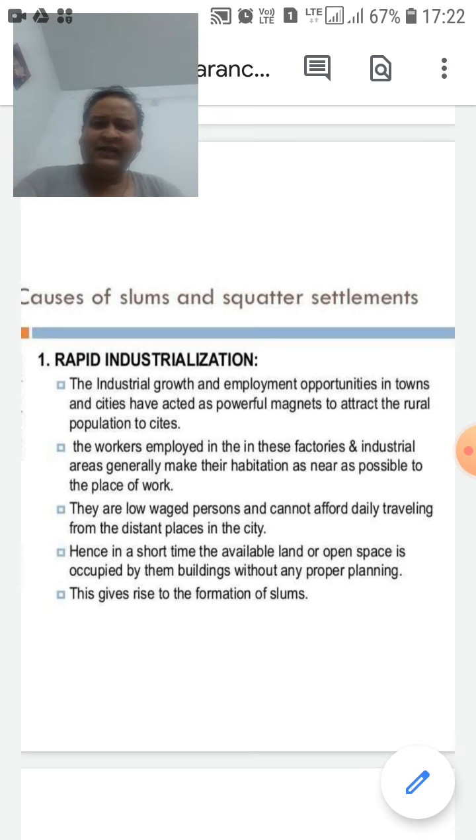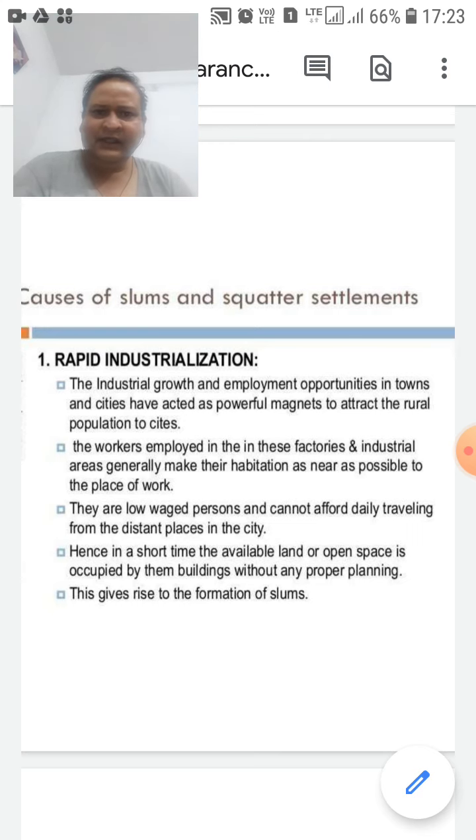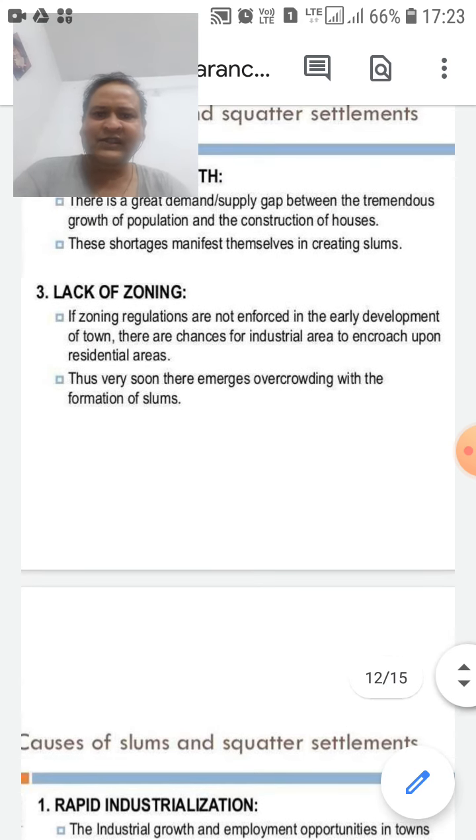What is the reason for the causing of slums? The reason is rapid industrialization. The rapid industrial growth and employment opportunities in towns and cities act as powerful magnets, attracting people from rural areas for jobs. The workers employed in these cities, factories and industrial areas generally make their habitation as near as possible to the place of work. Also, they are low-wage people and cannot afford daily travel from distant places in the city. Hence, in a short time, available land or open space is occupied by them, illegally or maybe legally, and without any proper planning of the houses, they start settling in cities. This gives rise to the formation of slums.